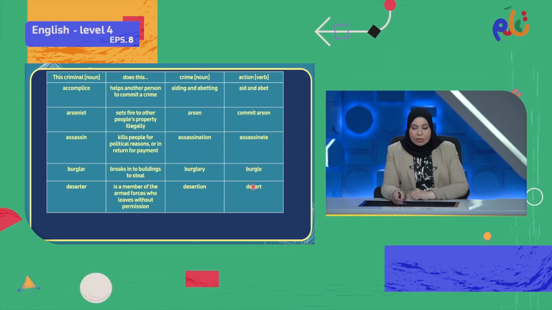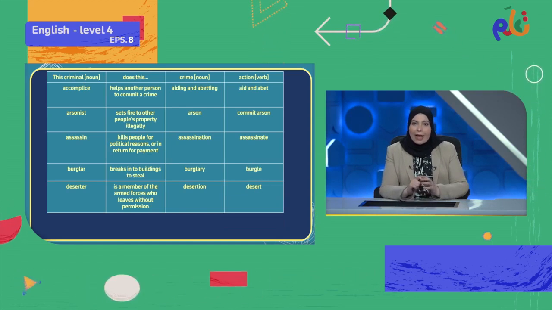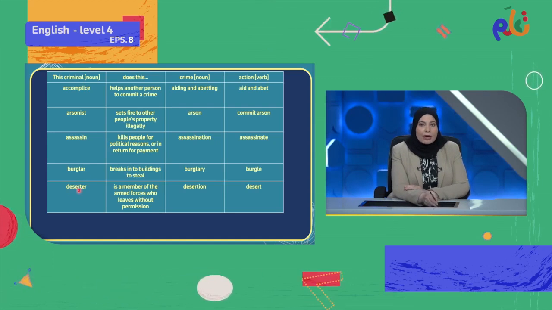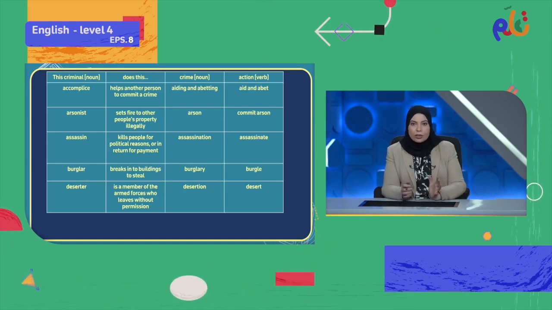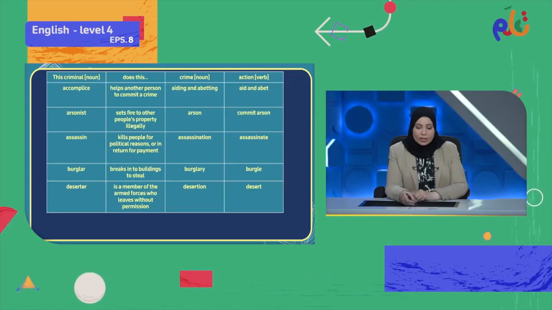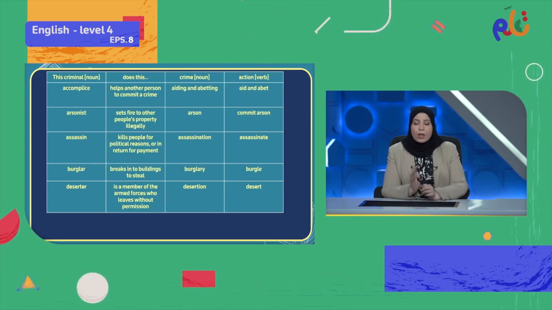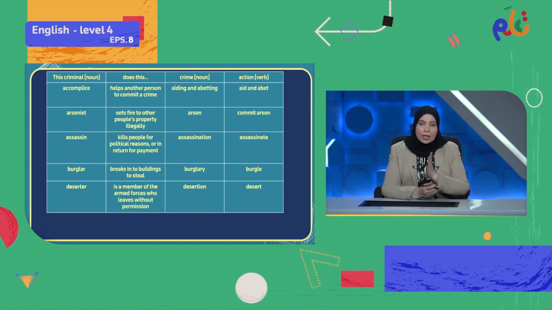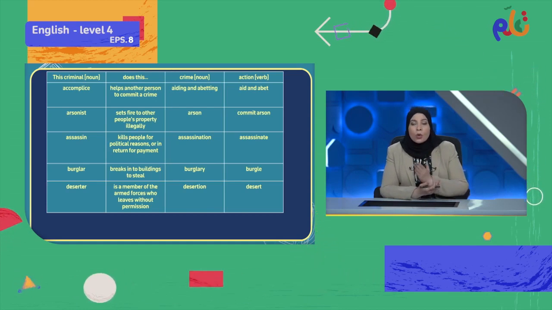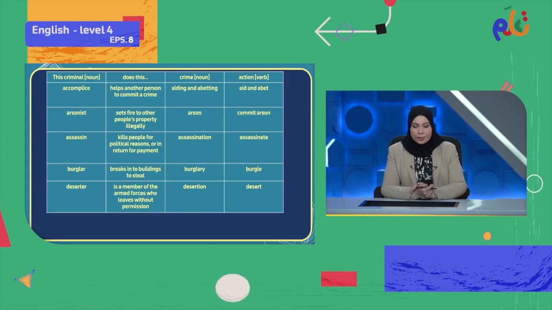And the verb is desert. So if we want to put the criminal in a sentence, we can say deserters are not allowed to travel abroad. Or it's a very bad thing to have lots of desertation in the army. So this is using the crime itself. So we can use different forms. I can use the verb, I can use the noun, I can use the criminal, all would work.